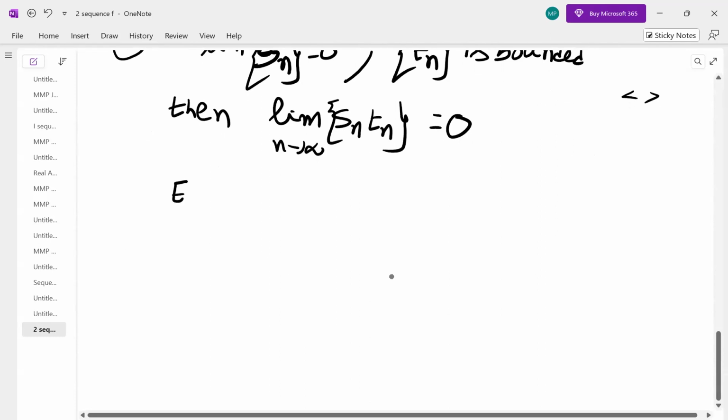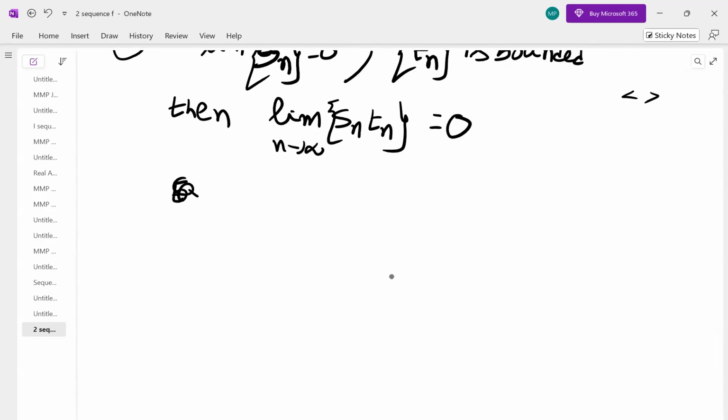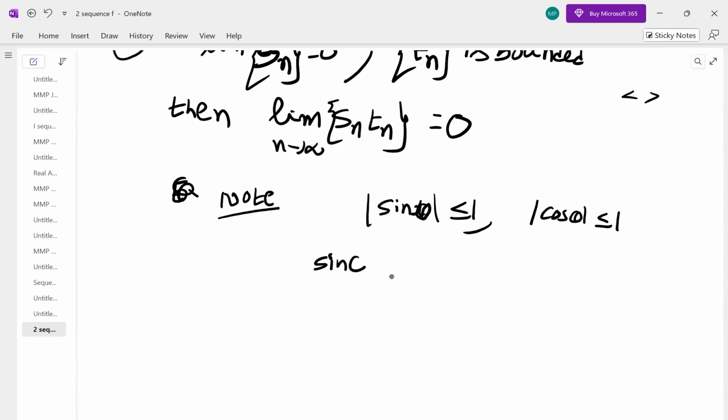What is the best application of this? Example. All of you must be knowing sine and cos are bounded functions. Mod sine theta is always less than or equal to 1. Mod cos theta is also less than or equal to 1. These two are bounded functions. We cannot say that for tan, because tan 90 is infinity, unbounded. Tan of minus 90 is minus infinity. But sine and cos are always bounded functions. And moreover, the lower bound for this is minus 1.